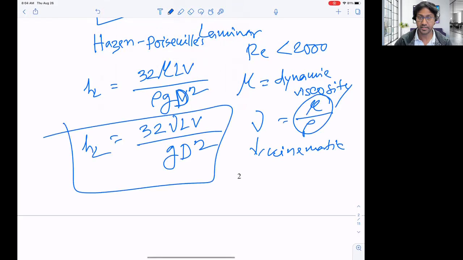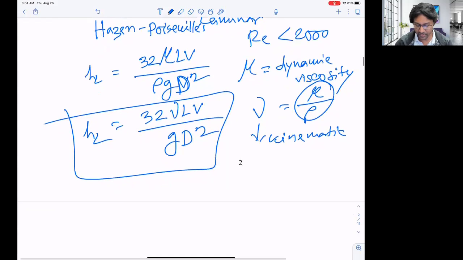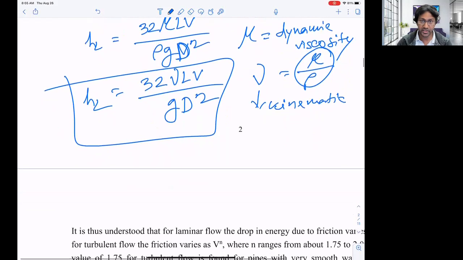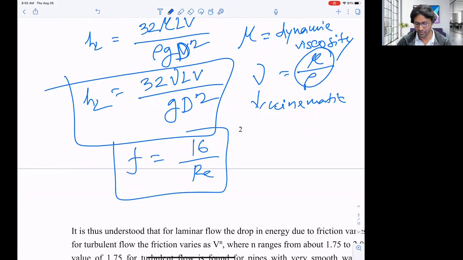At first we'll check if the flow is laminar or turbulent. If it is laminar, we'll use the Hazen-Poiseuille equation. If it is turbulent, we'll use the Darcy-Weisbach equation, or you can use the empirical equation f is equal to 0.079 Re to the power minus 0.25. If the flow is laminar, we have a similar relationship: 16 divided by Re.